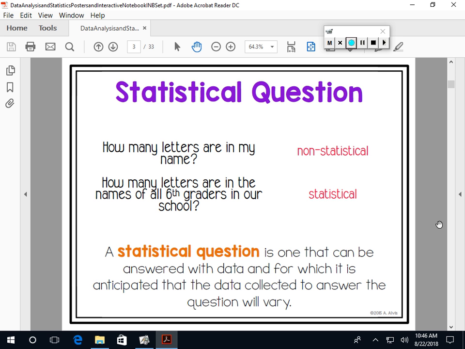Then over here on the part that will be glued down is where I actually wrote the definition of a statistical question. Okay, you can write on both sides. You don't have to try to fit it all right here. You can write on this side and this side. Does that make sense? So go ahead and write that.